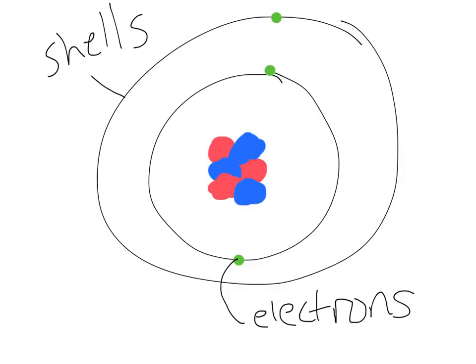Both protons and neutrons have a relative mass of 1. Electrons, in comparison, are exceptionally tiny. Their mass is approximately 1/2000th of the mass of a proton or a neutron.